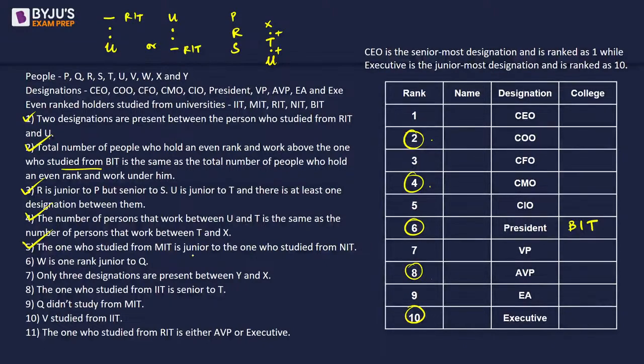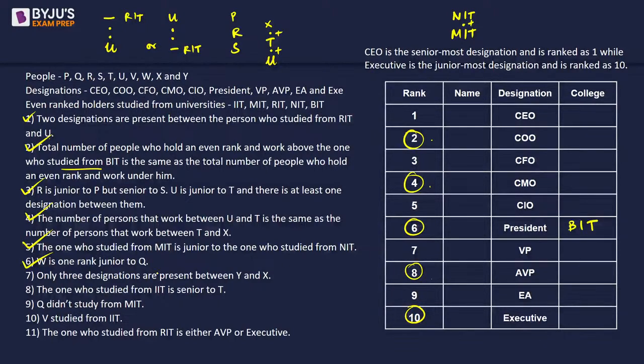Next, the one who studied from MIT is junior to the one who studied from NIT. So looking at this, I can say that MIT should be below NIT, right? There may be people in between or there may not be, so we don't know that. They may be consecutive, who knows? Okay, they are not going to be consecutive for sure, because MIT and NIT studied from even numbered positions. They can't be consecutive. So एक gap तो कम से कम होगा. We can have more also.